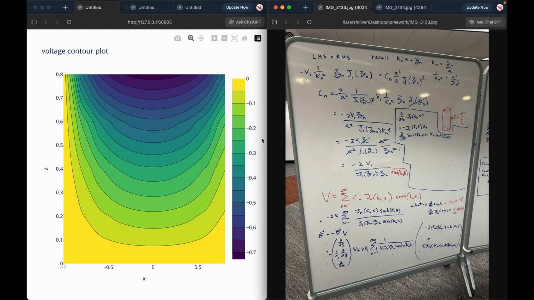Okay, this is a contour plot of a slice inside the cylinder showing the potential. The vertical axis is the z-axis and the horizontal axis is the s-axis. So we see that it's smoothly going down from 0 at the bottom and the sides to negative at the top.